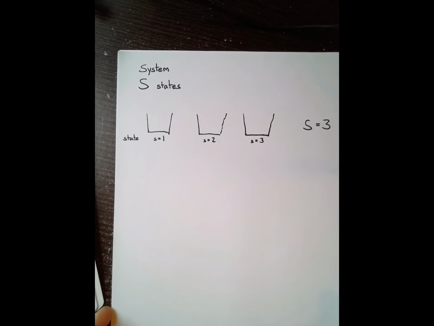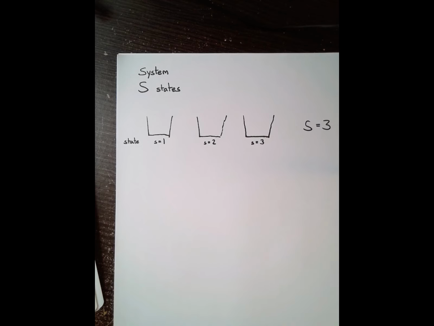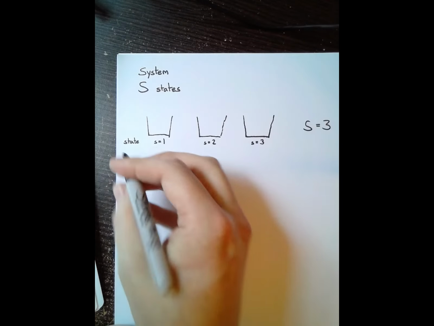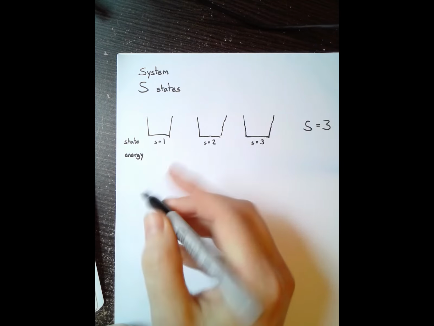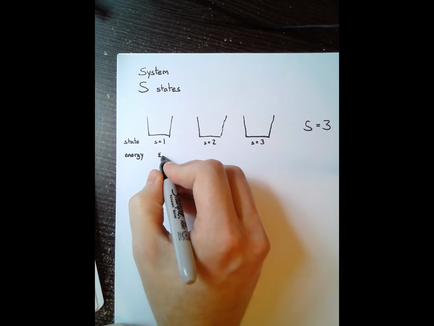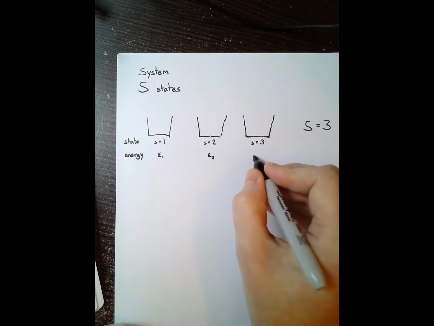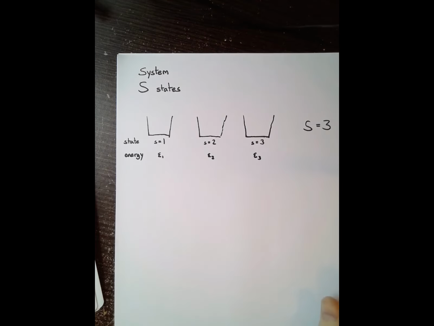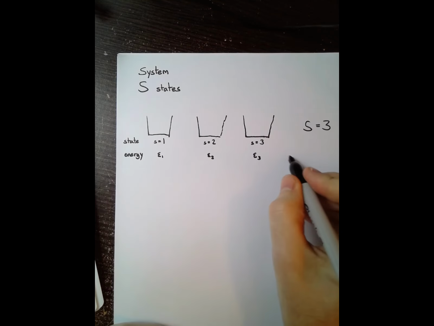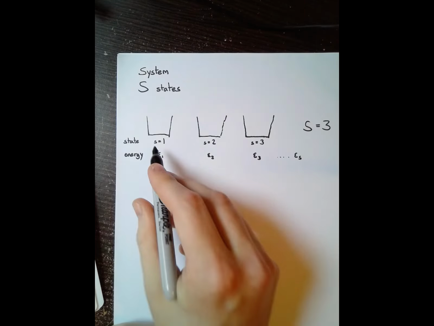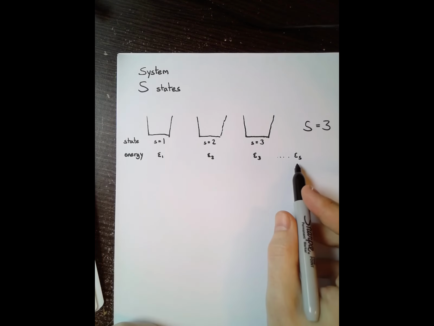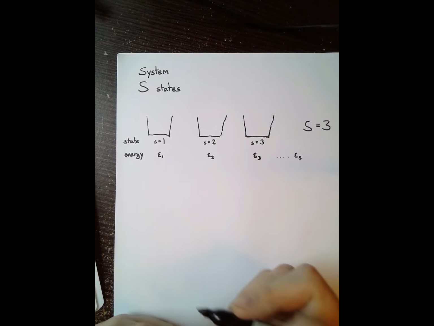Now each state has a certain set of physical properties, and I'm going to focus on the energy. So each state has a particular energy, and I'm going to call this energy epsilon 1, the energy of state 2 is epsilon 2, and the energy of state 3 is epsilon 3. And in general, if we have any number of states, we label the state number with s, so the energy of a particular state is epsilon subscript little s.